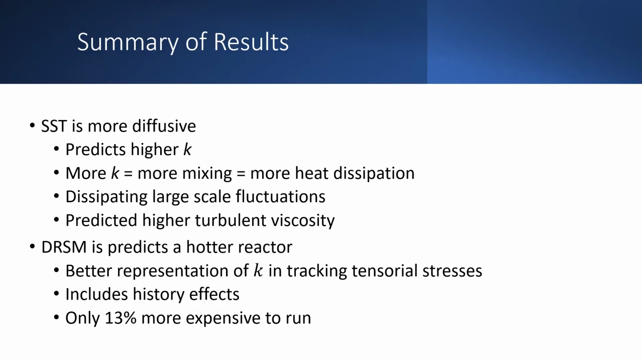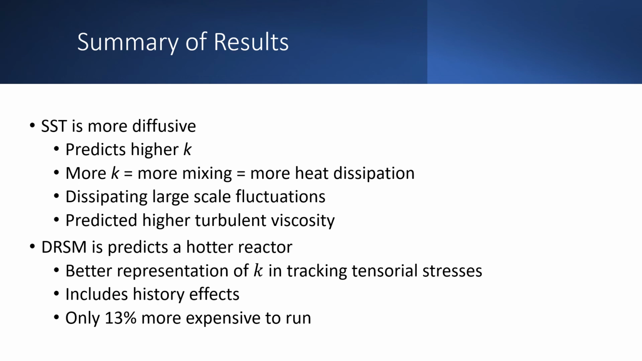Now, to summarize our results, the SST model is shown to be more diffusive. We predict a higher turbulent kinetic energy throughout the reactor, which leads to greater mixing, and that leads to more heat dissipation. We also saw large-scale fluctuations being dissipated in that contour, showing small colder structures impacting the shaft region for the DRSM, where these were not seen at all with the SST model. We also predicted a higher turbulent viscosity, backing up that there was a greater K generation throughout the reactor.